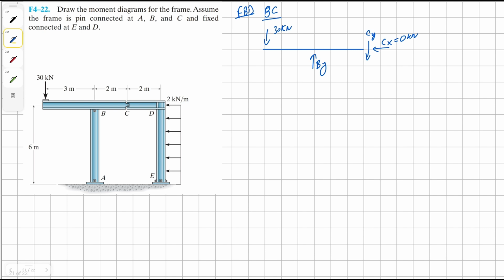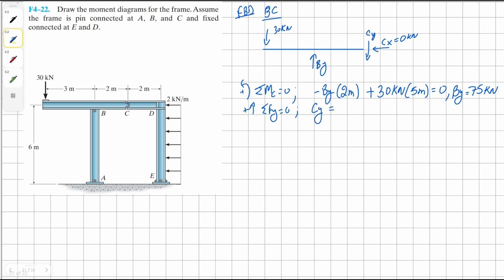Now, to find BY, we can take moment about point C, with clockwise BY and counterclockwise 30 kilonewton. Solving for BY, we get 75 kilonewton. Now we can sum the forces in Y to solve for CY, and we get CY as positive 45 kilonewton. Now we can start solving for our next section, which is CD.